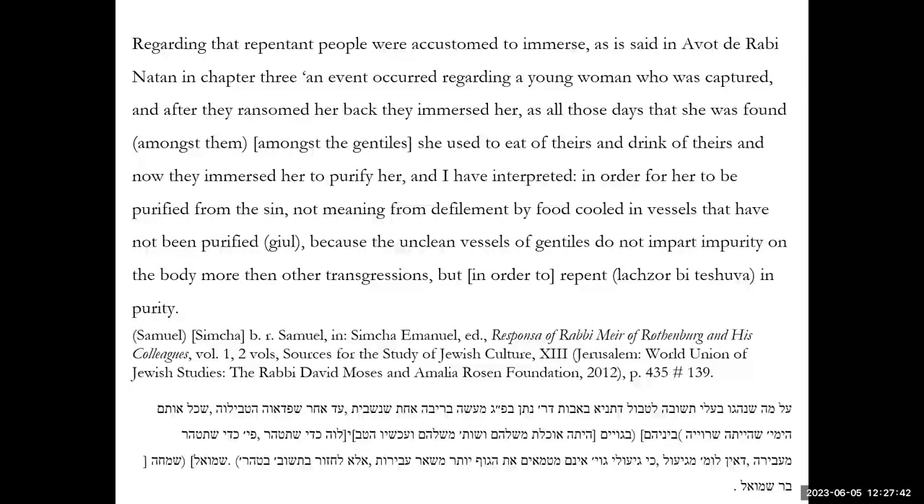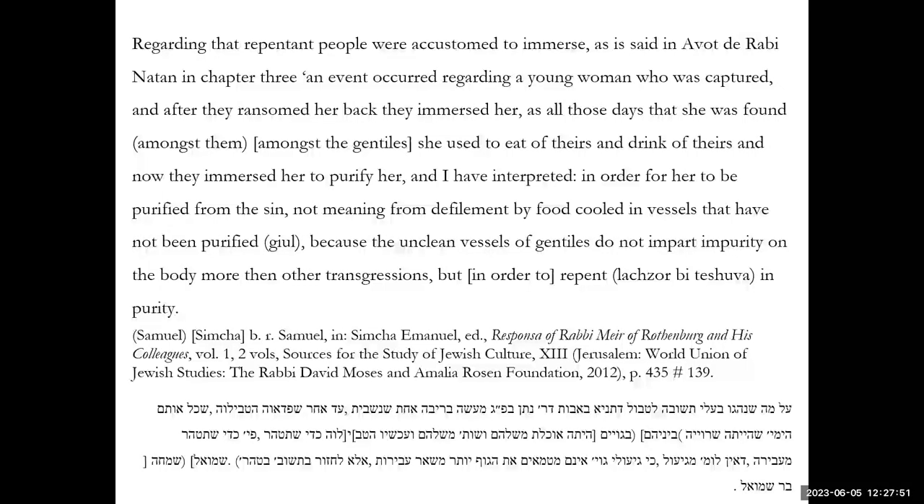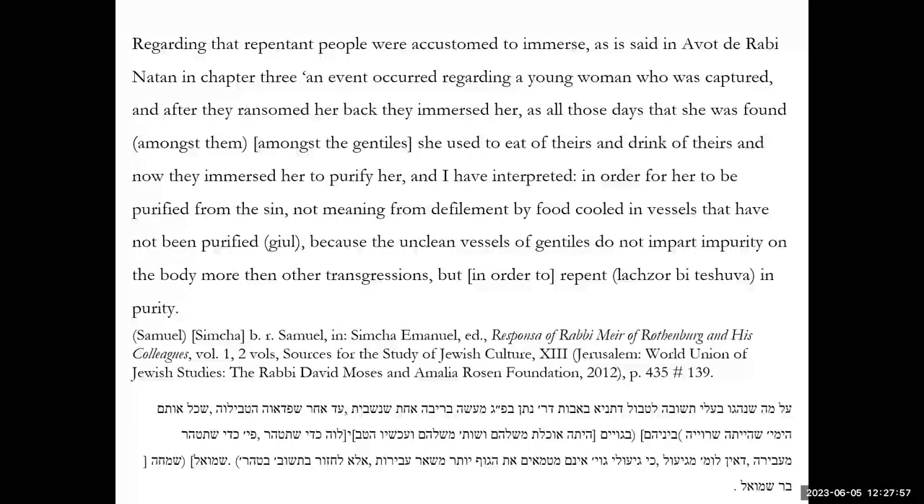And I have interpreted, so this is now the question, what they were immersing her of, right? In order for her to be purified from the sin, so it's explained, not meaning from defilement by food cooked in vessels that had not been purified, because the unclean vessels of Gentiles do not impart impurity on the body more than other transgressions, but to repent in purity.